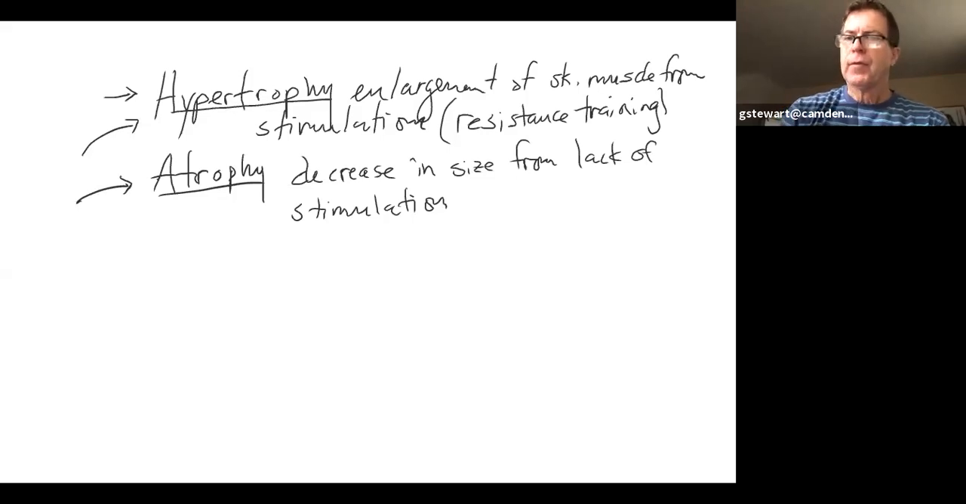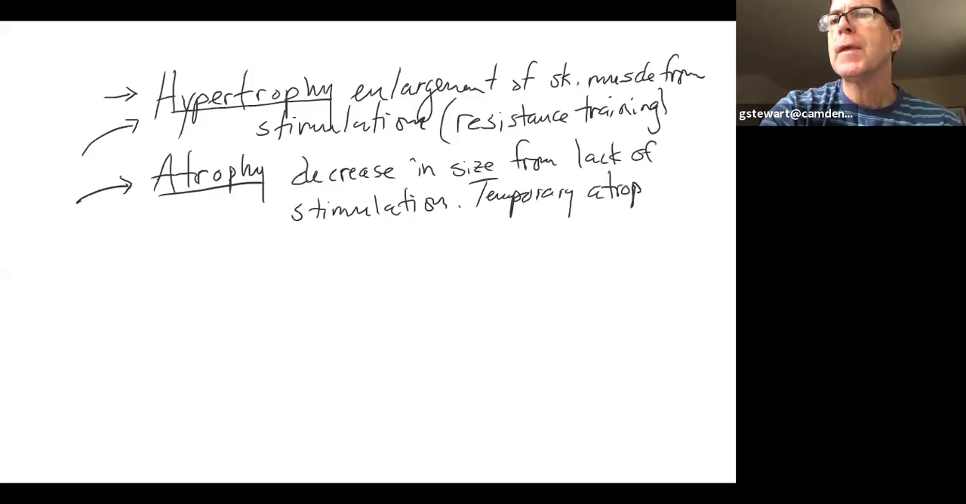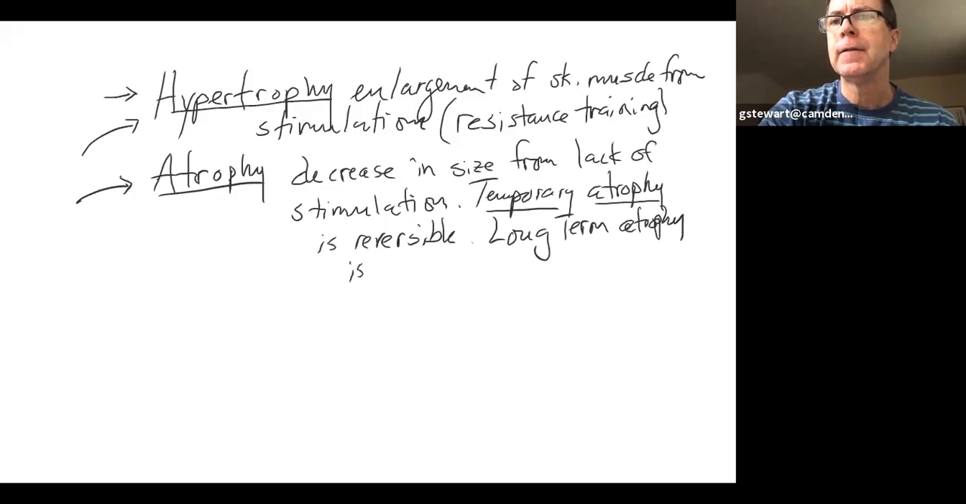Now temporary atrophy is reversible. So an extreme example of atrophy is if one is bedridden, a sick person or somebody with a disease is bedridden, temporary atrophy, that just means over the course of weeks and months, that's reversible. But long-term atrophy is not. Over the course of months to years, that's irreversible and muscle tissue decays and dies. The fibers actually die over long-term lack of use.